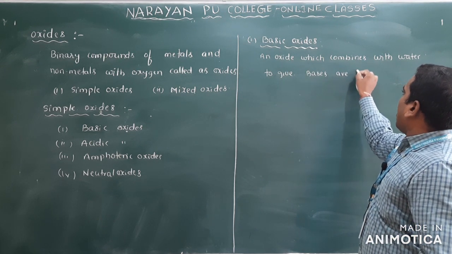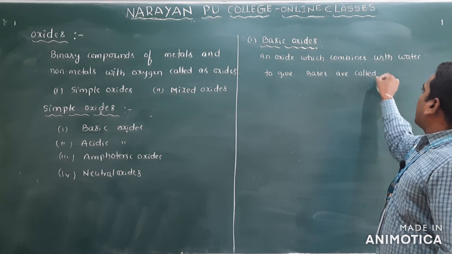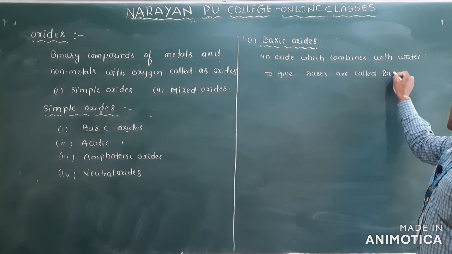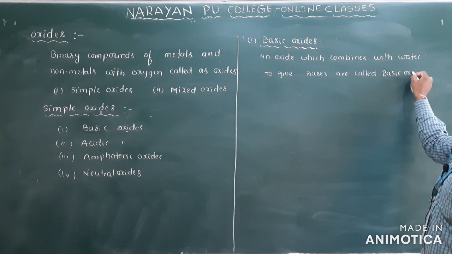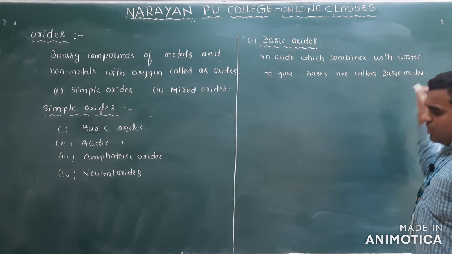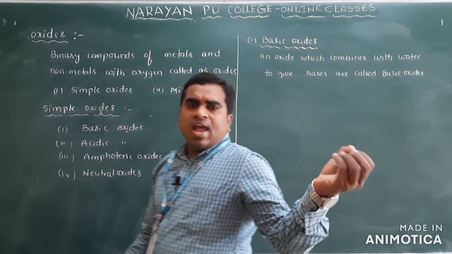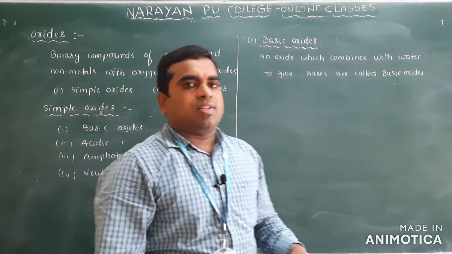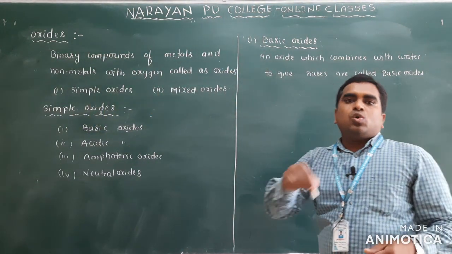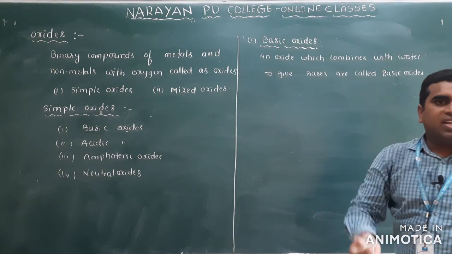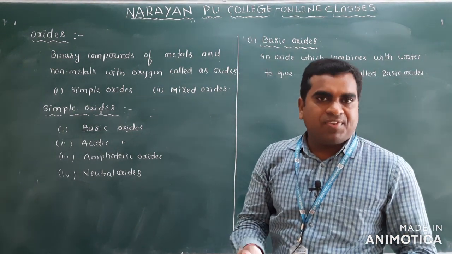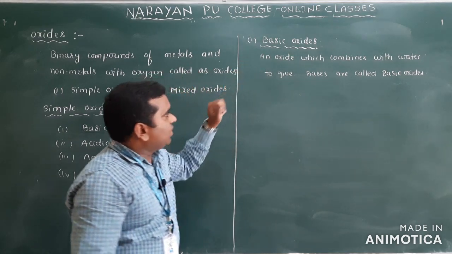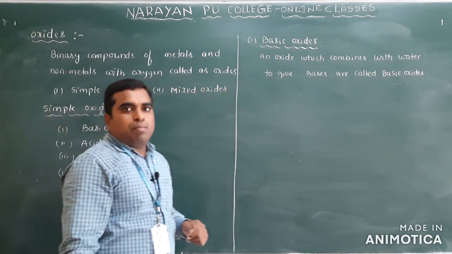Bases are called basic oxides. Clear? It means take the oxide and just dissolve it into the water, and then test the solution by using litmus paper. You can easily identify whether it is an acid or a base. If it is a base, then that oxide we will call a basic oxide.